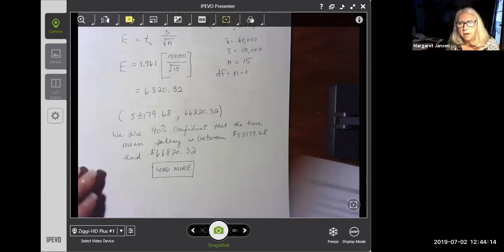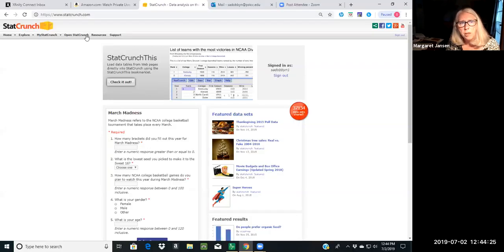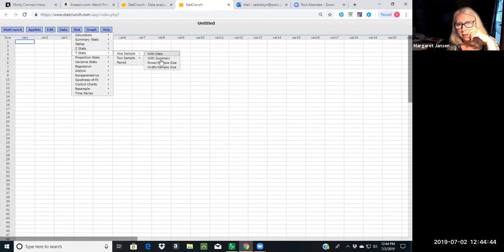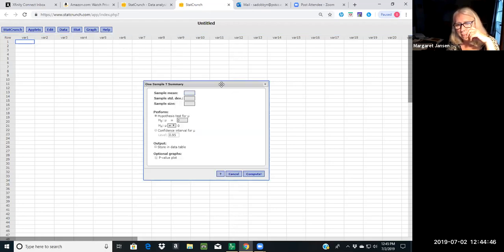Okay, so now I need to change what I'm sharing, and I want to go to my screen. Okay, so now you should be seeing a StatCrunch window. Wait till it comes up. Okay, so I'm going to go to Stat, then I'm going to go down to, this was a means, t-stats, then over to one sample with summary, and there's my box.